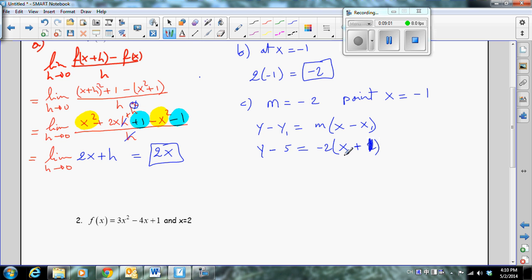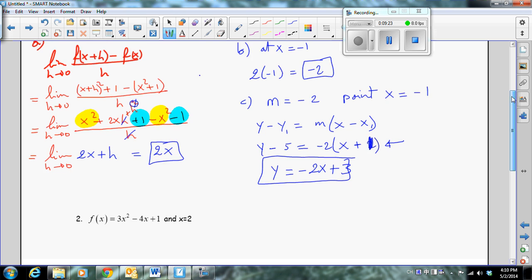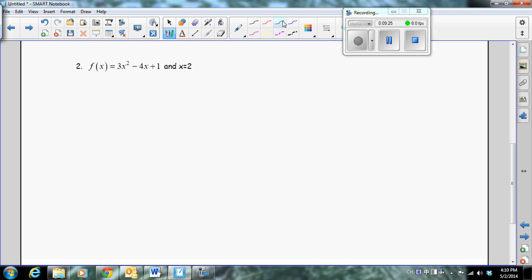Now from here, all I have to do is rewrite it. So I can solve for y here and get just the equation, or I can even leave it as it is. But if I do solve for y, I get y equals -2x. That will be -2, but +5, which is +3. Once again, this is also acceptable. But let's go ahead and look at problem number 2.